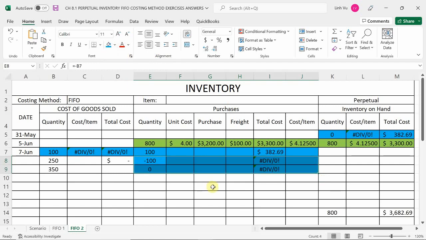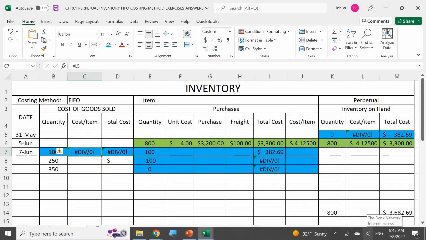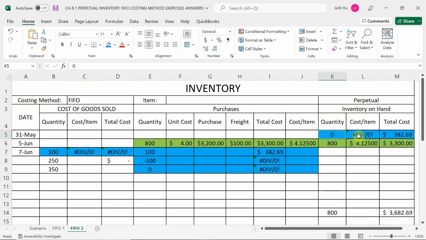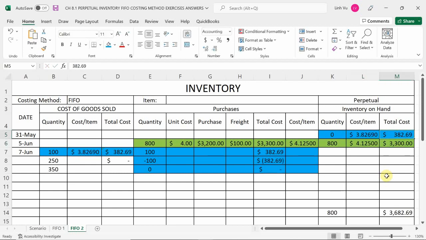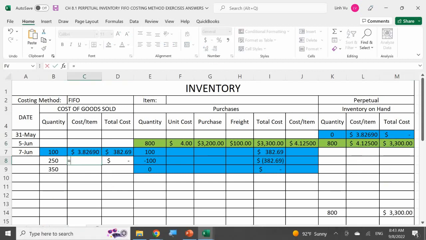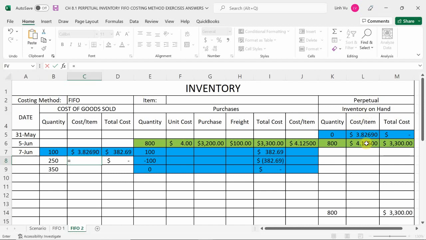Okay, so there we got rid of the blue batch. So now what I have left is green. How much more do I need to take out of the green? You said 250. So 250. What's my cost per item right now? It's $4 and 12.5 cents, right? So in this case, what is my grand total cost of goods sold here?